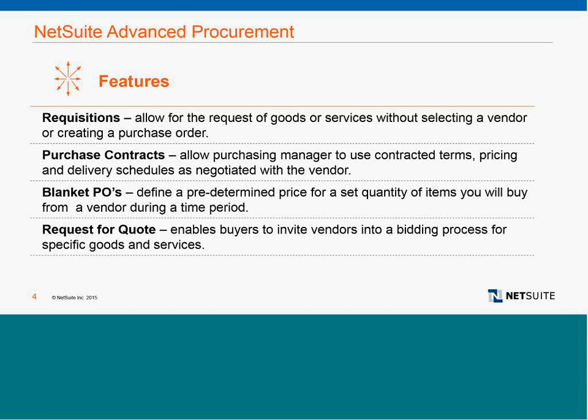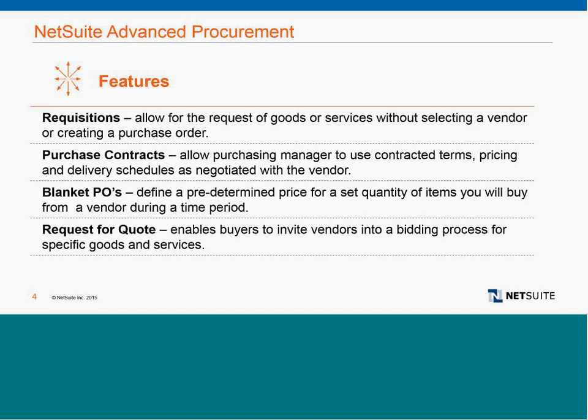Now, with the requisition being its own record, all they have to do is select the goods or services they want. They don't have to worry about the vendor, and it doesn't create that purchase order. It creates a requisition that then moves downstream to a buyer or a purchasing manager, where they then have the ability to select the vendor and choose if they want to merge those requisitions into a single purchase order.